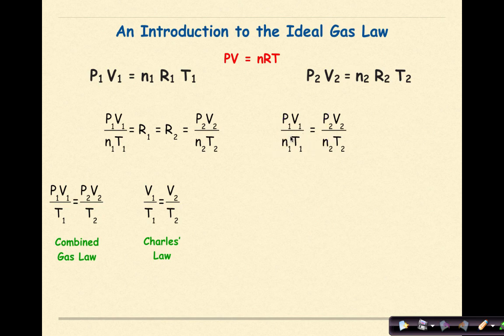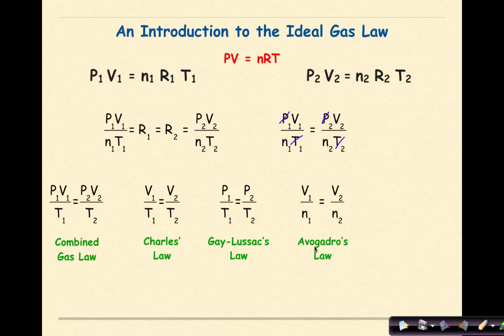Let's look at a different situation. What if we had the number of moles held constant and the volume constant? So now we have P1 over T1 is equal to P2 over T2. In that particular situation, we would have Gay-Lussac's law, which looks at a direct relationship between pressure and temperature. What if we were in a situation where pressure was held constant and temperature was held constant? In that situation, we'd have V1 over n1 is equal to V2 over n2. In that case, we would have Avogadro's law, which looks at the relationship between volume and moles of gas.